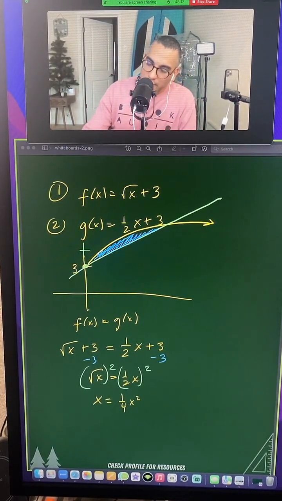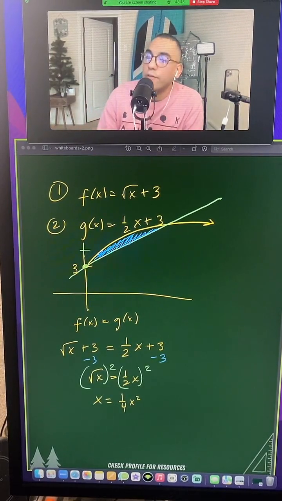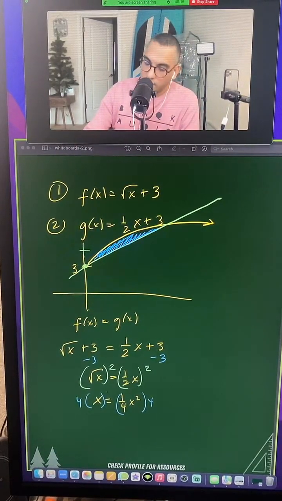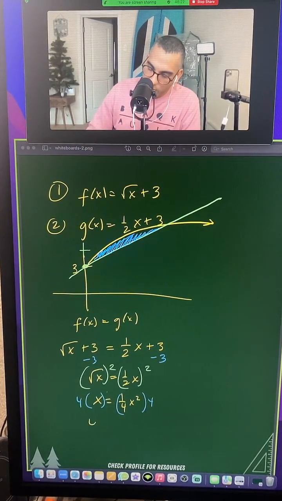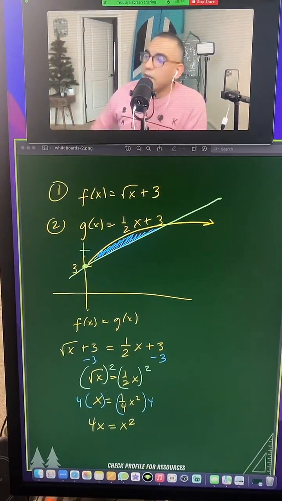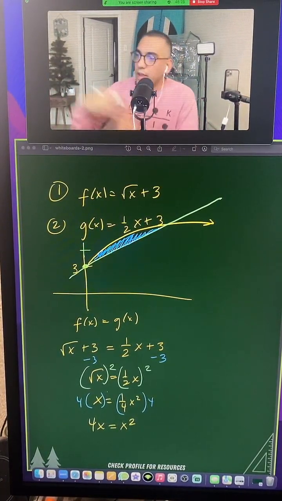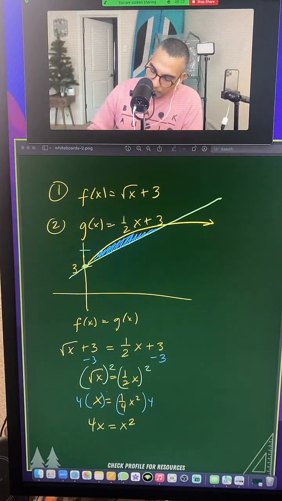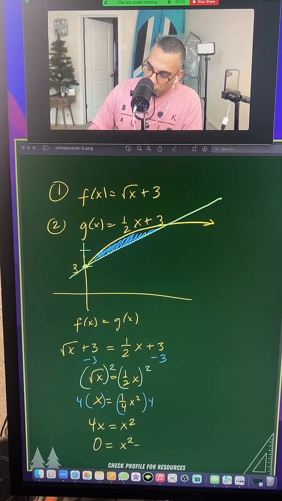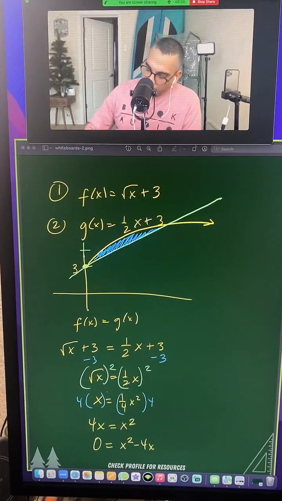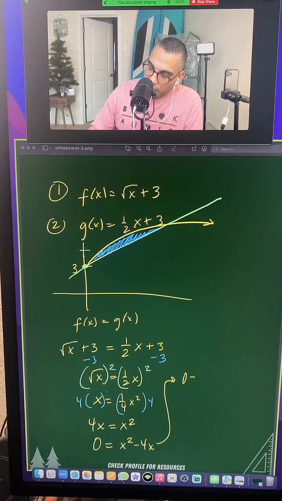Just because I don't like to have a coefficient in front of the x squared, I'm going to multiply the 4 to the other side. Okay, and I have 4x is equal to x squared. And every time you have a quadratic, what do you know? You should always bring everything to one side, set it equal to 0, and solve for x. So I have x squared minus 4x. And I can definitely factor. I'm going to factor out an x. And then this becomes x minus 4.